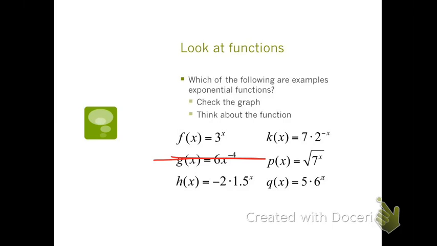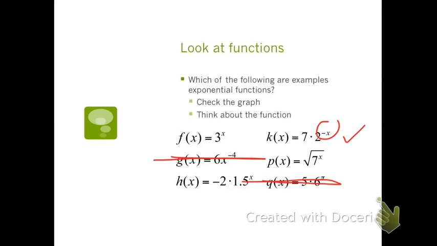Oops. We can cross off q of x. No x at all in there. That's actually a constant. The only one left that might look a little troubling, besides k of x with a negative, that's okay, is this p of x right here.